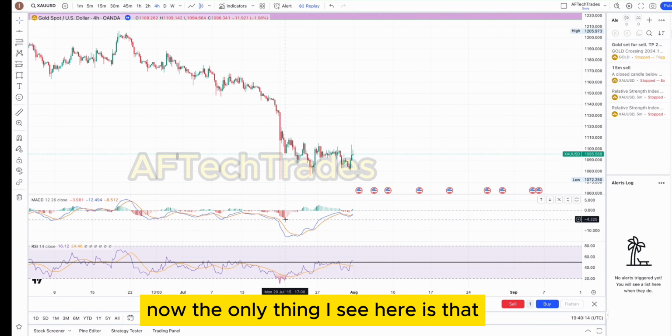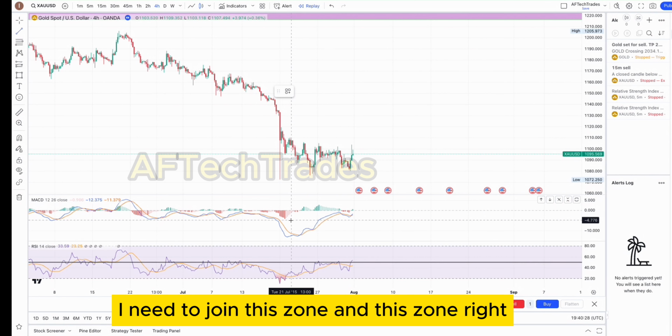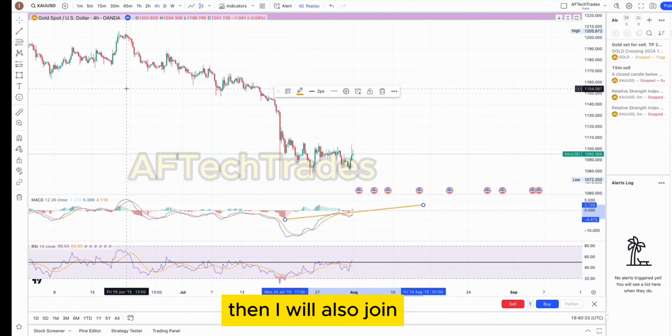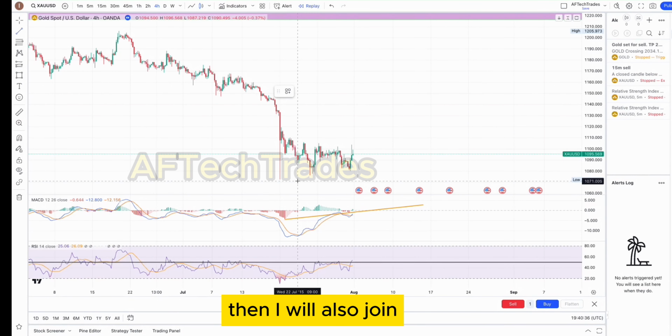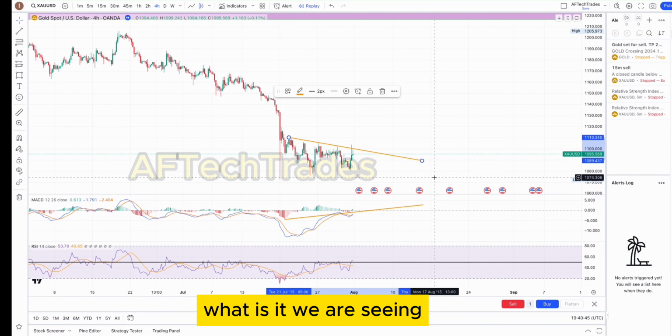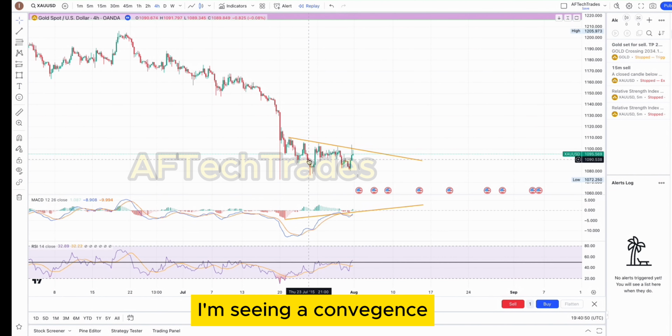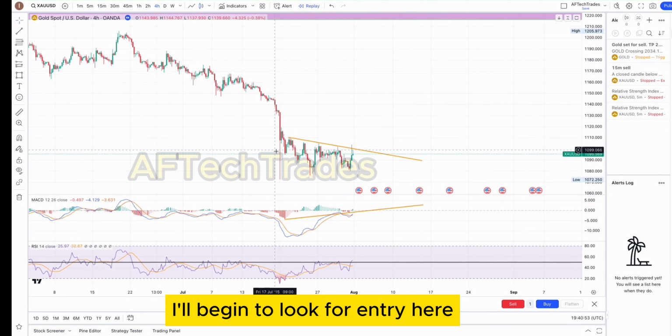Now the only thing I see here is that I need to join this zone and this zone, right? Then I will also join this and this. What is it we are seeing? We are seeing a convergence. Okay, in the 4 hours zone I'm seeing a convergence. So I'll now begin to look for entry.